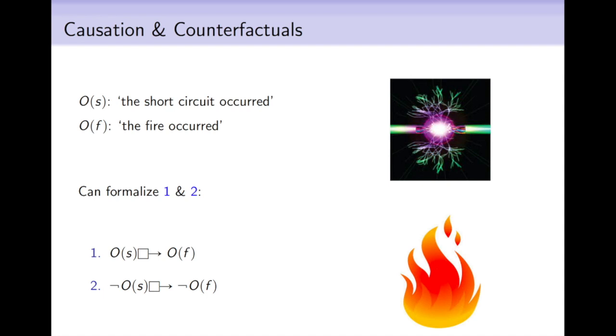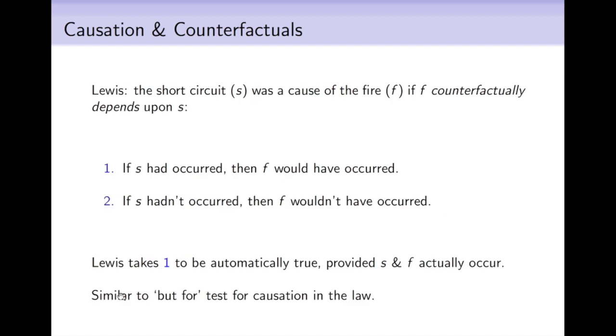Okay, so OS box arrow OF just formalizes the first of our two counterfactuals. It's to be read: if the short circuit had occurred, then the fire would have occurred. On the other hand, negation OS box arrow negation OF, where the negation symbol is just to be read as not, effectively says if the short circuit had not occurred, then the fire wouldn't have occurred. So that's just formalizing our English language counterfactual, which we have on the previous slide.